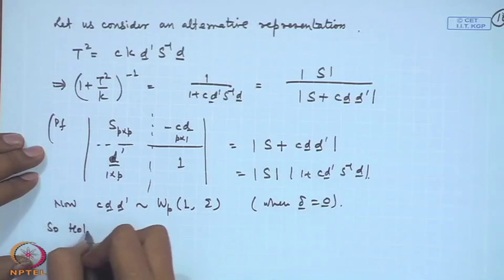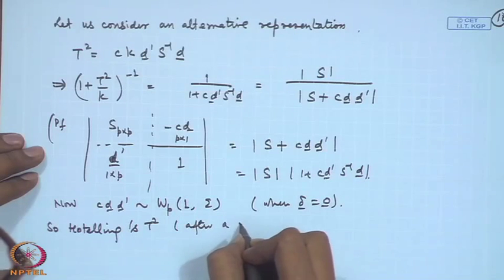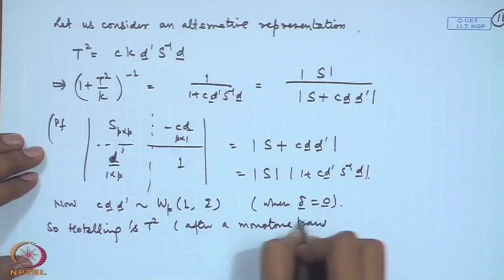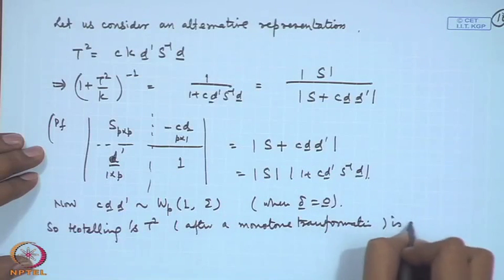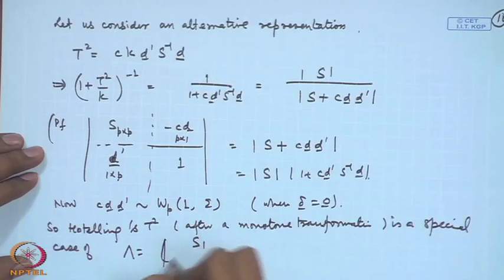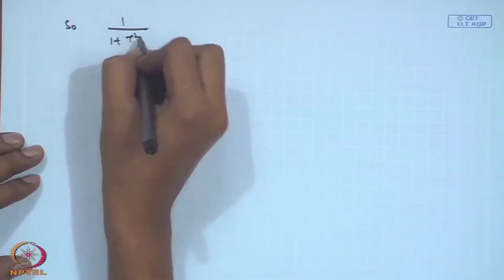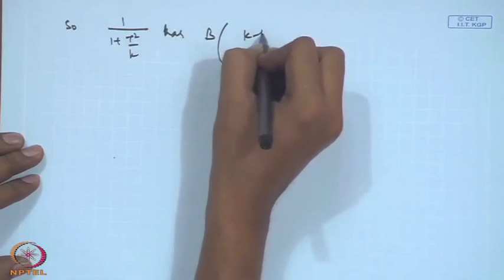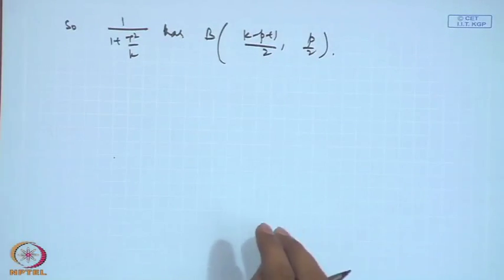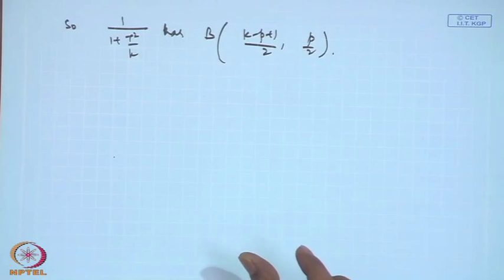So, Hotelling's T square after a monotone transformation is a special case of lambda equal to S1 by S1 plus S2 with k equal to 1. So, this we have already proved, that 1 by 1 plus T square by k has a beta distribution with parameters k minus p plus 1 by 2 and p by 2. So, we are actually able to find out the distribution which is a generalization of the student's t distribution here.